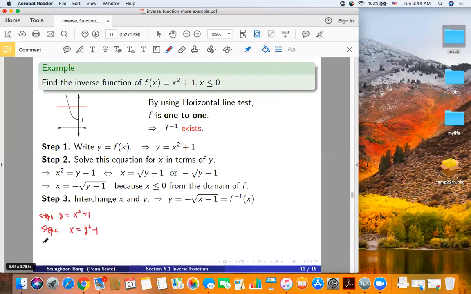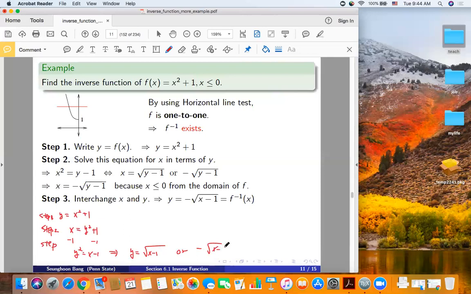Yes. Step 3. Solve this equation for y. You subtract 1 from both sides. Y squared equals x minus 1. You can take the square root. Y equals square root of x minus 1 or minus square root of x minus 1.